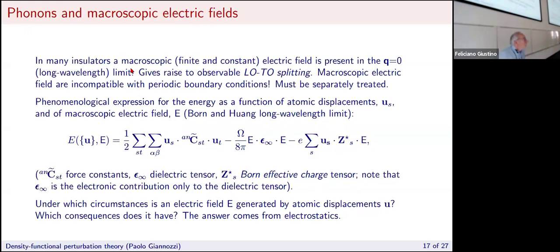In principle, many materials, in the limit of 0 wave vector, have a macroscopic electric field that appears. So what is the problem? The problem is that a macroscopic electric field is an object that is incompatible with periodic boundary conditions. So it breaks periodicity, and it has to be treated separately from the rest of the variables. It is a sort of additional variable that one has to add manually to the system.